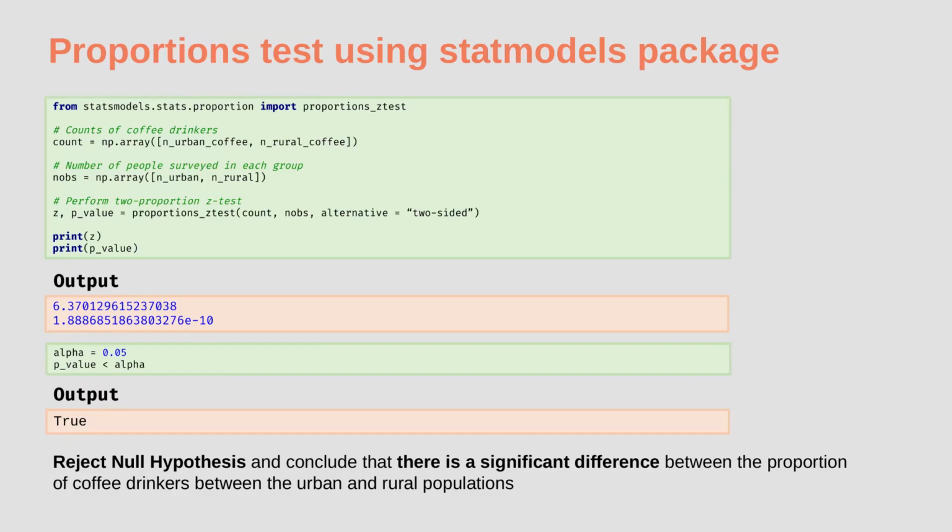Since we are testing whether the proportions are simply different, not specifically greater or less, we use the two-sided option for the alternative argument. The function returns the z-score and a p-value. In our case, the p-value is smaller than the 5% significance level, which means that the result is statistically significant. So we reject the null hypothesis and conclude that there is a significant difference between the proportion of coffee drinkers between urban and rural populations.